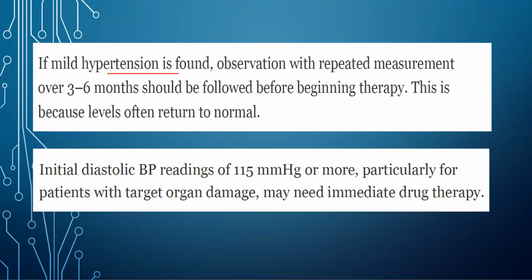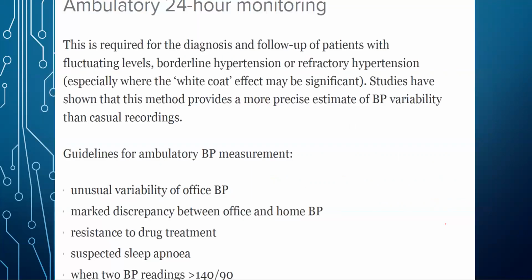So if mild hypertension is found, repeat measurement over 3 to 6 months should be followed before beginning therapy. But if you get an initial diastolic blood pressure of 115 or more, you can't wait. You have to start drug therapy immediately because they are at more risk of organ damage. Okay, so this is how you start treatment in a hypertensive patient.